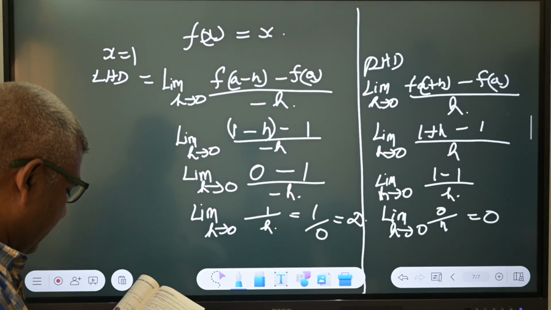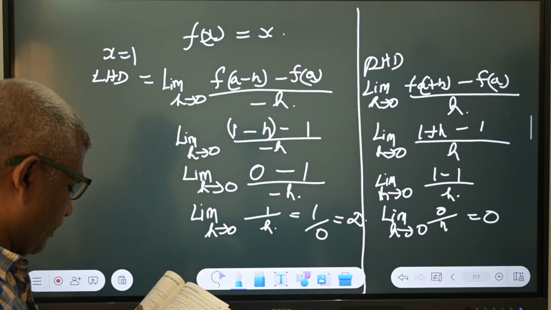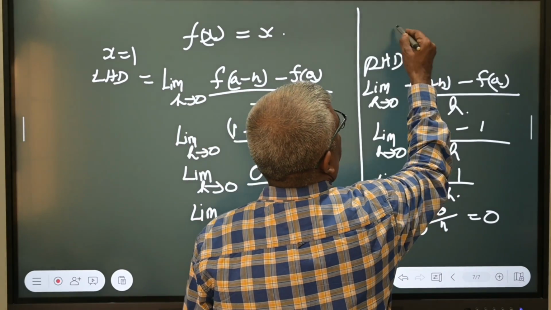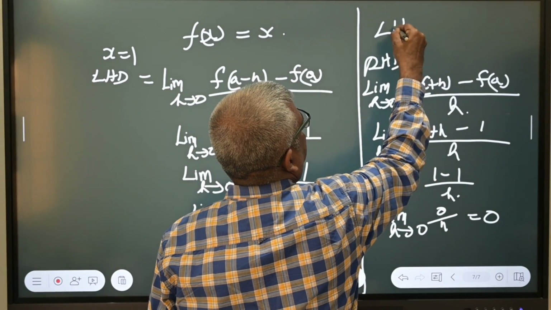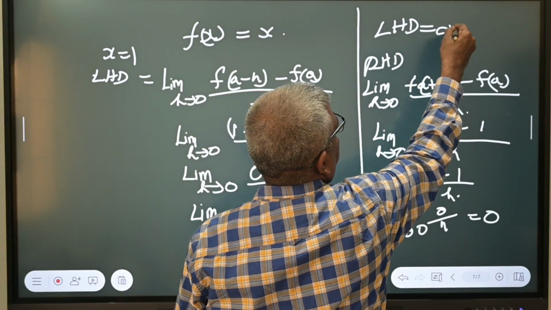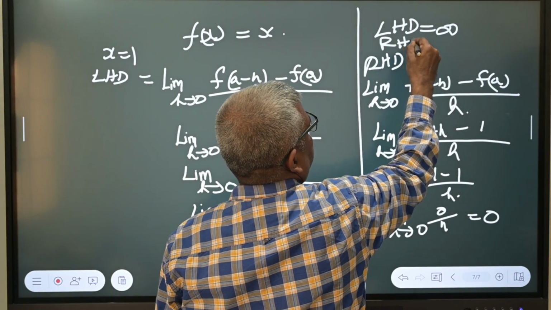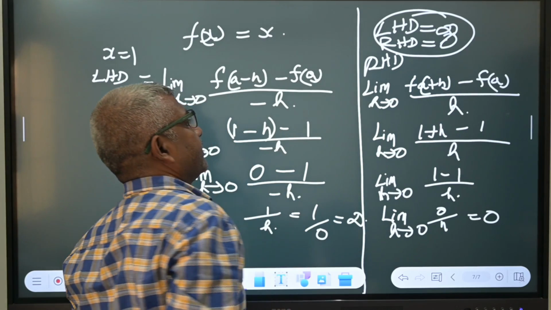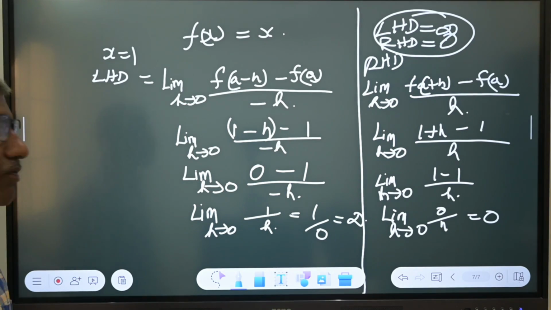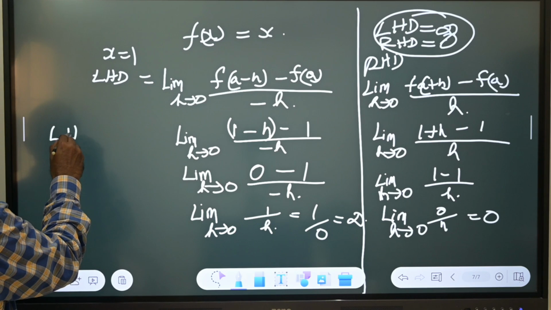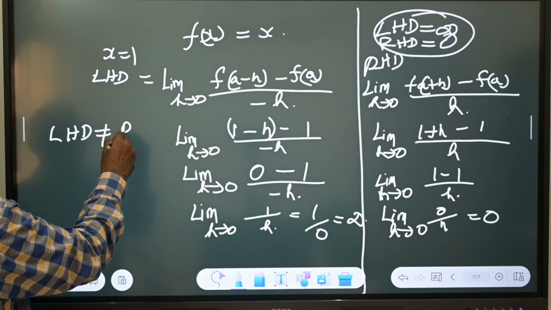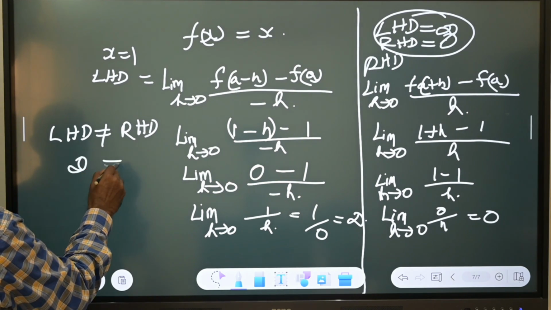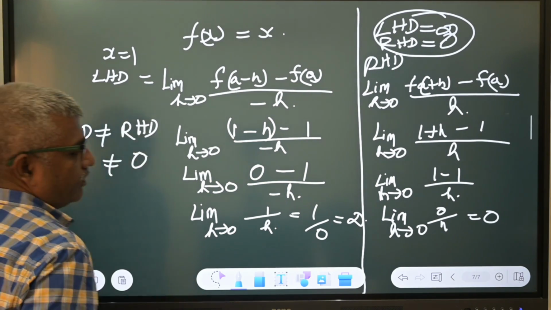So the left hand side is infinity, right hand side is 0, so it is not defined. Left hand side is infinity, right hand side is 0, so left hand side is not equal to right hand side, so it is not differentiable. Got it? LHD not equal to RHD, because infinity is not equal to 0.